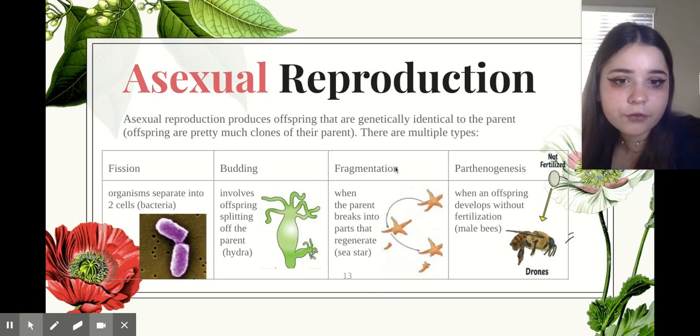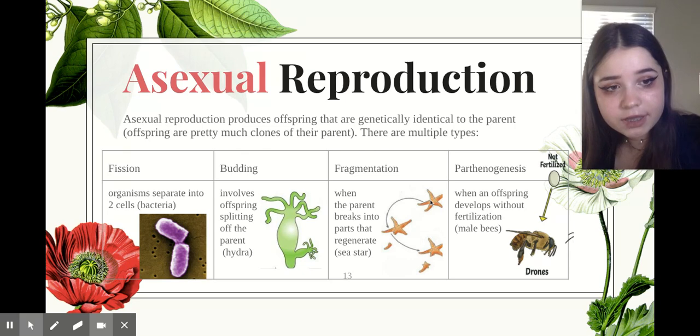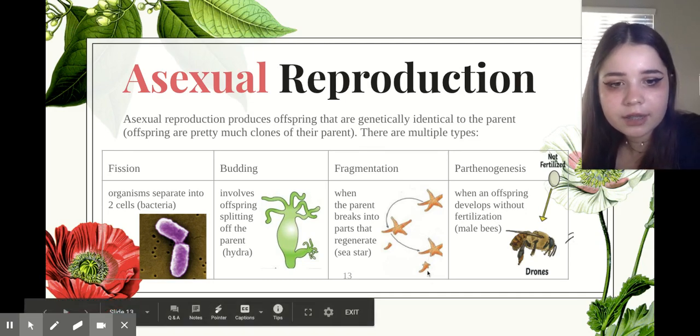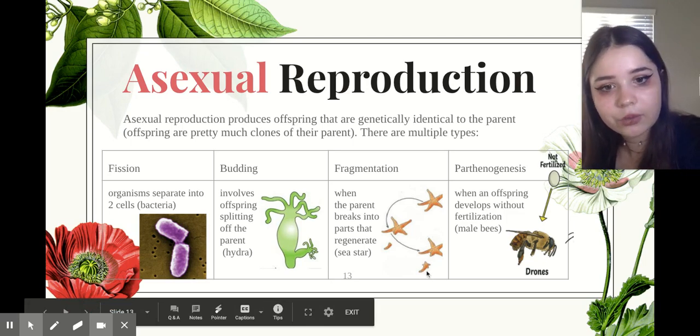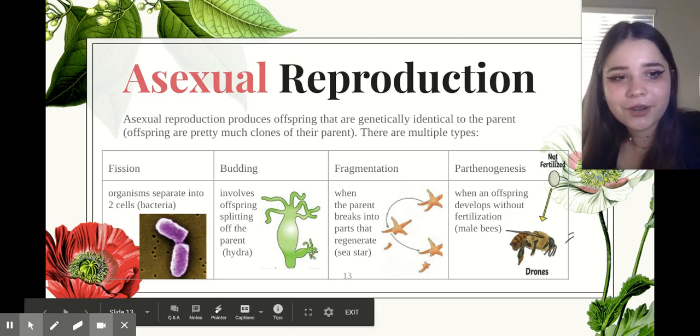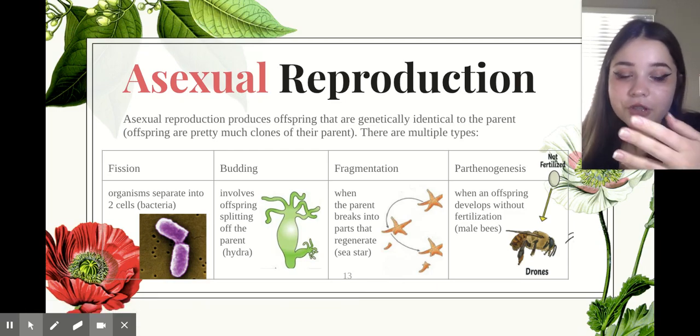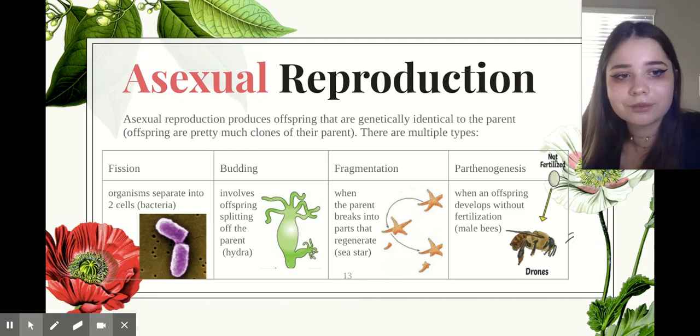The next form is fragmentation. So we have a starfish, and when the starfish loses a piece of its leg over here, when it fragments, they start to regenerate. So this starfish starts to regenerate, and this leg starts to also regenerate into a new starfish. So this is pretty funky and weird, but yeah, the parent starfish breaks, starts to regenerate, and so does its broken piece.